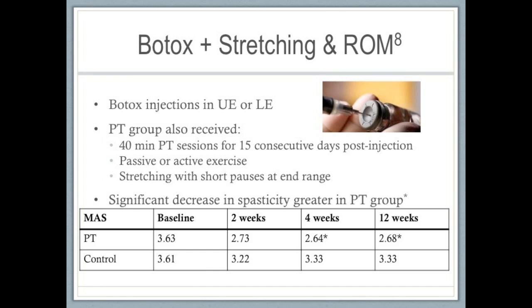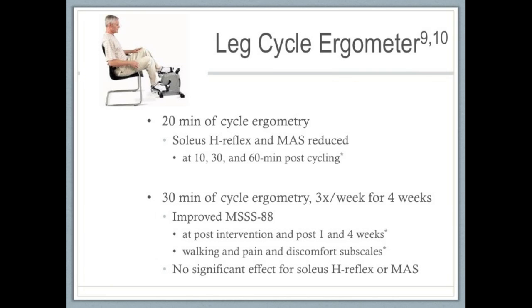Both groups demonstrated a significant improvement in spasticity at all points in time. However, the group that received both Botox and the PT intervention had a significantly greater improvement at 4 and 12 weeks post-injection. Additionally, the group that received both Botox and PT also reported significantly greater patient satisfaction regarding the degree of relief from spasticity.